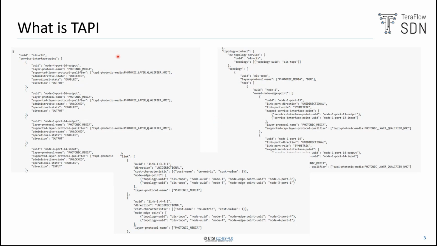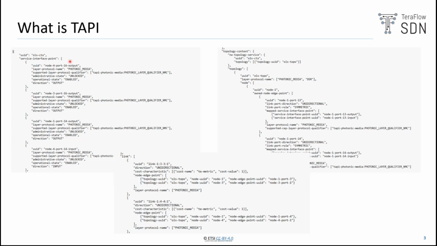So we use the topology that is called OLS. I think the name is OLS CTX. You can find that, I think, in the Hackfest repository, somewhere in the database, and the context is called mini OLS context or something like that. So it is in the repository.